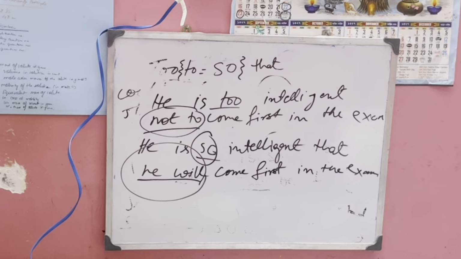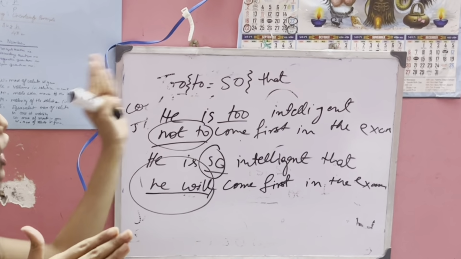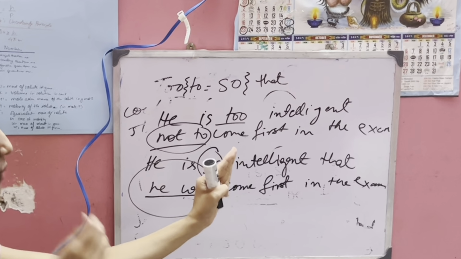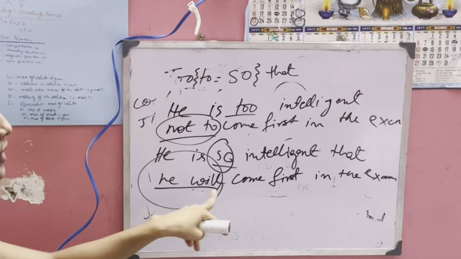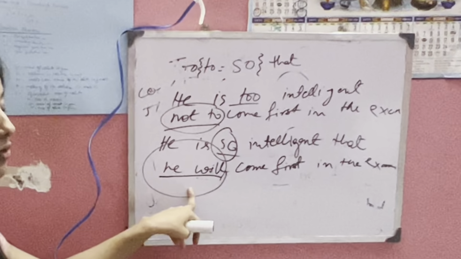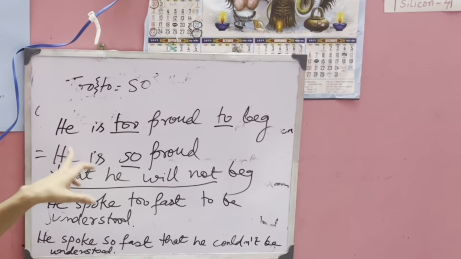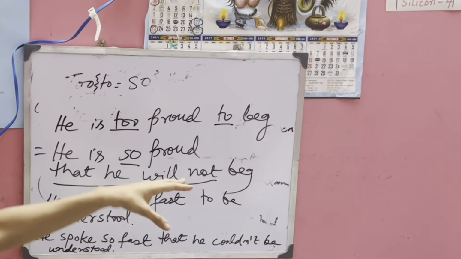The meaning of these two sentences is what I just said right now. He is too intelligent not to come first in the exam means he is so intelligent that he will come first in the exam. This was negative. See, this got converted to positive. Understood? Yeah. Next question. He is too proud to beg.